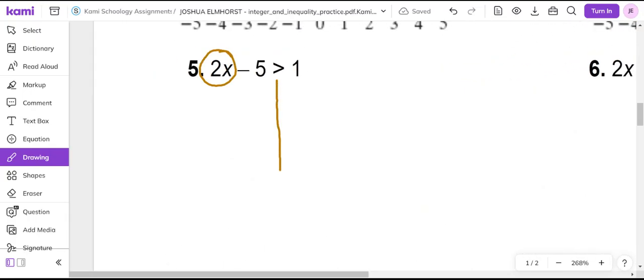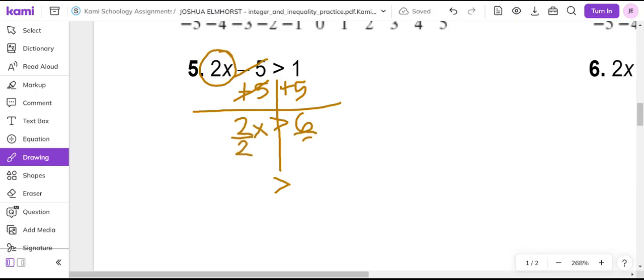Circle your variable term. It's positive on the left. Start solving, adding or subtracting first using inverses. Bring the variable term down to step 2. Step 2, x times 2. We're going to divide to inverse that, divide by 2 on both sides. X is greater than 3.